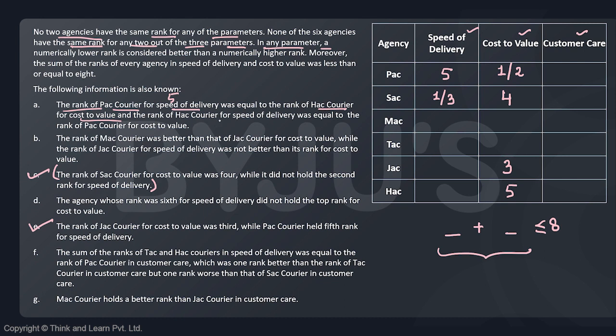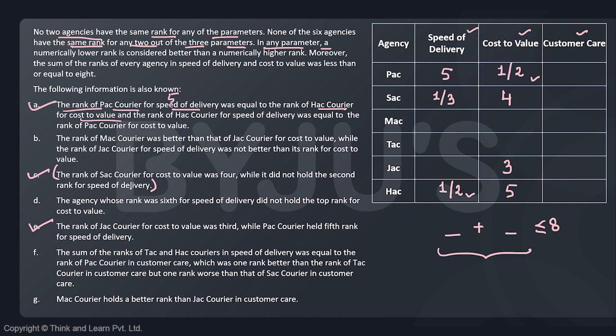And the rank of Hack Courier for speed of delivery was equal to Pack Courier for cost of value, which is 1 or 2. So once again, this value can be either 1 or 2. These two are the same, so I'm putting a tick sign. If I write a 1 here, I'll be writing a 1 there. If I write a 2 here, I'll be writing a 2 over there. These two values I have to write now. Okay, what next? So this is also used.